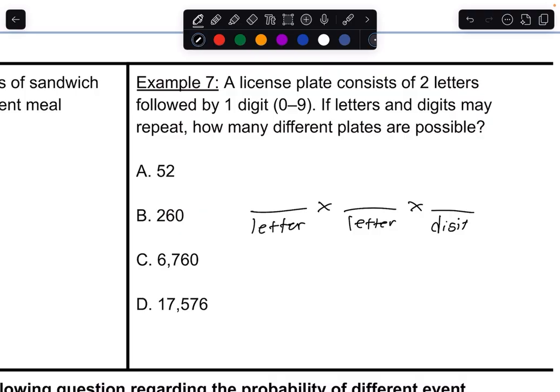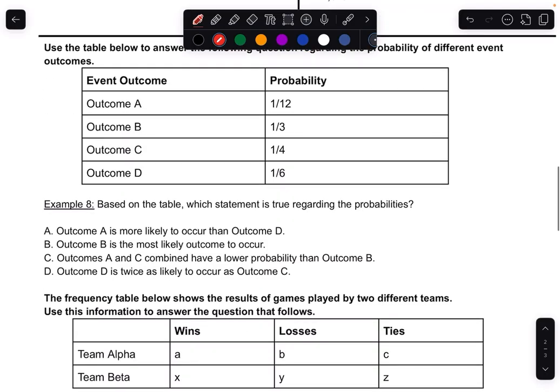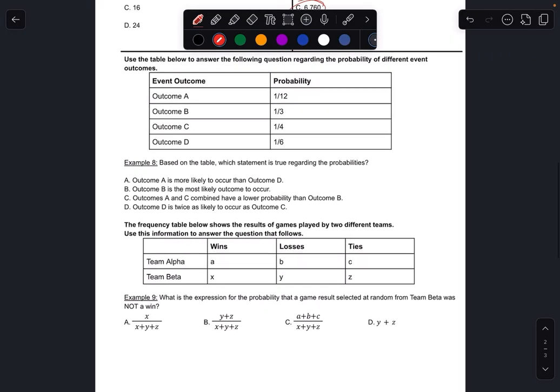Well, what are the choices? The choices for letter are 26. It can repeat. So the choices for the second letter are also 26. There are 26 letters in the alphabet. Digits, as in 0 through 9. So notice 0 counts as a number. So then we have 10 different options for digits. So 26 times 26 times 10 does work out to be 6,760.